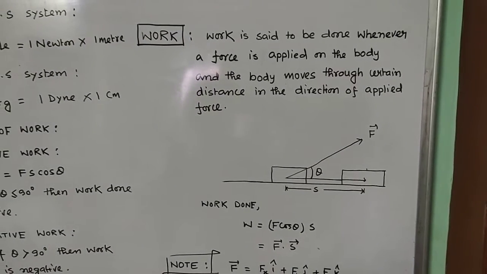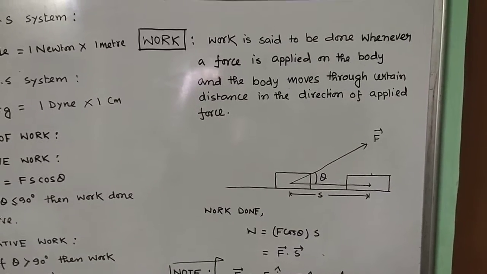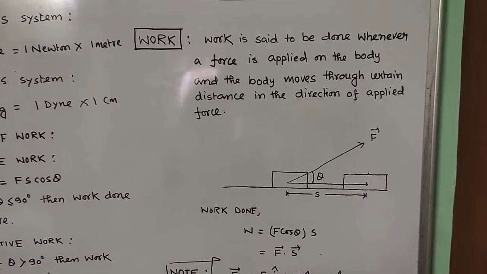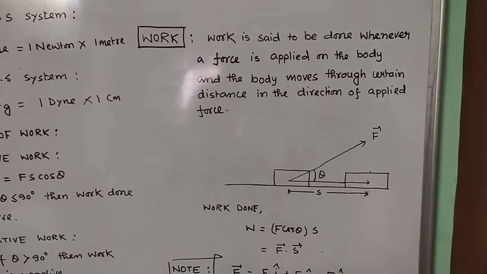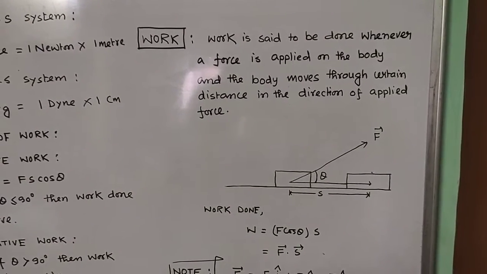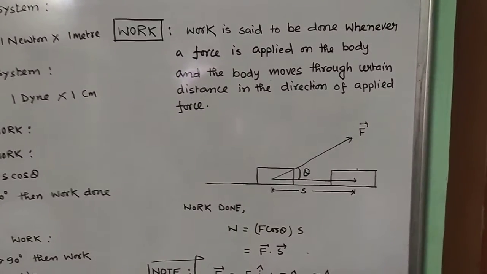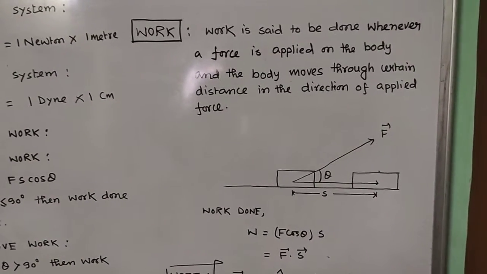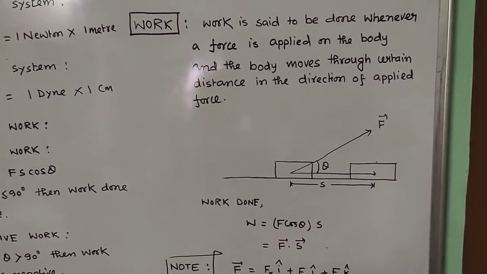So let me repeat once again. Work is said to be done whenever a force is applied on the body and the body moves through a certain distance in the direction of the applied force. So here you see, the displacement is not along the direction of the force. You see the product, force and displacement, they are not in the same direction. So what we have to do, we have to make them in the same direction, and then we have to take the product, then that product can be defined as your work done.